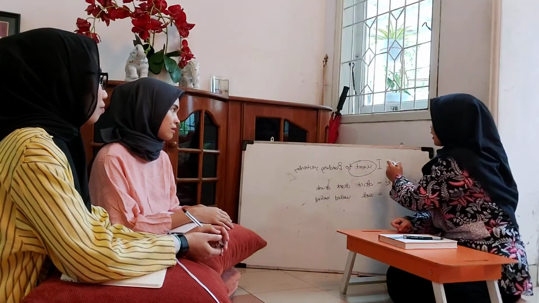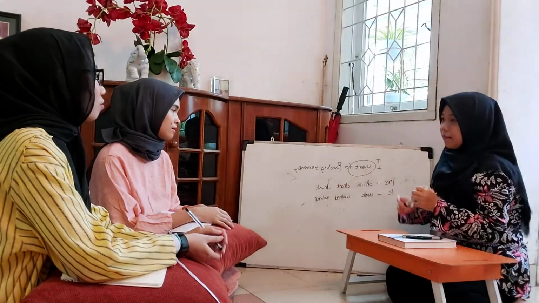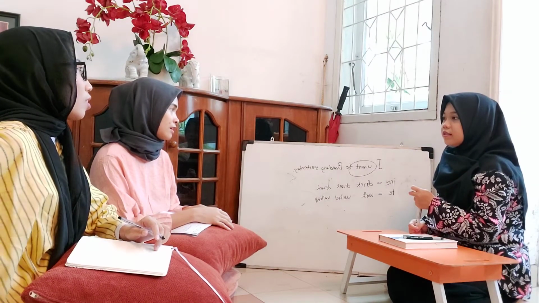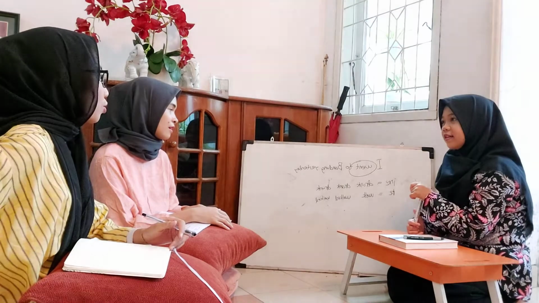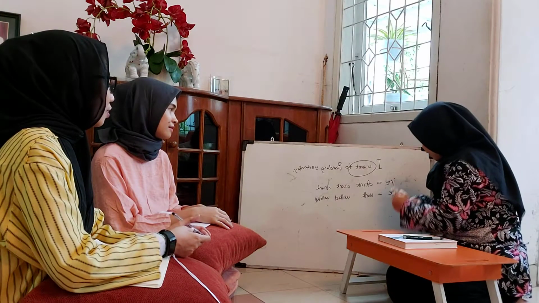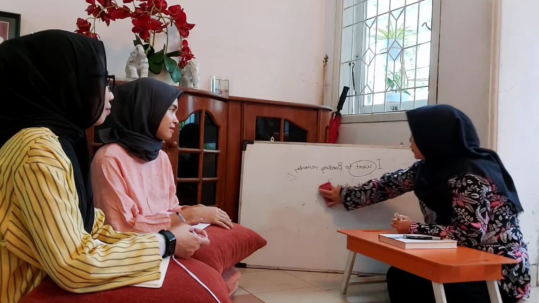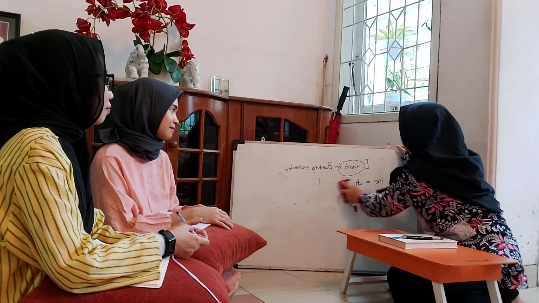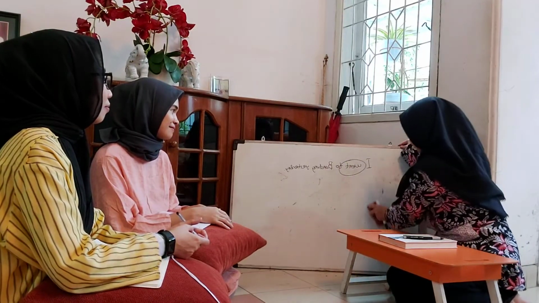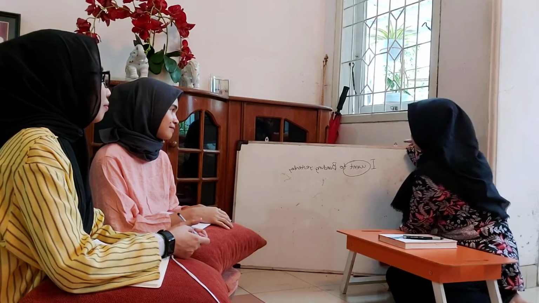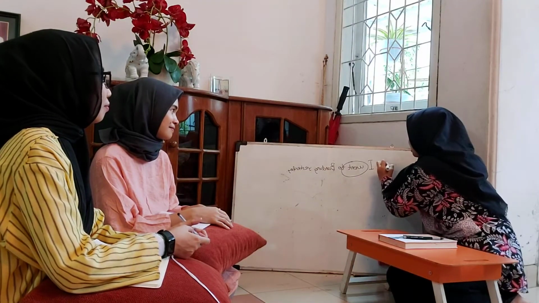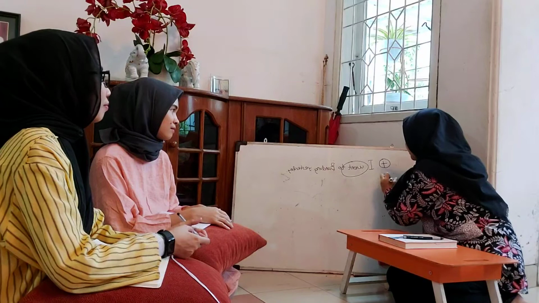Lalu kalau di contoh kalimat ini, kita pakainya apa? Regular atau irregular? Irregular. Karena? Karena bentuk pertama, kedua, dan ketiganya beda. Bentuk pertama dan ketiganya apa? Go and gone. Yeah, that's good. Okay, now we will make the negative form and interrogative. Oops. It is positive. We will make the negative form.